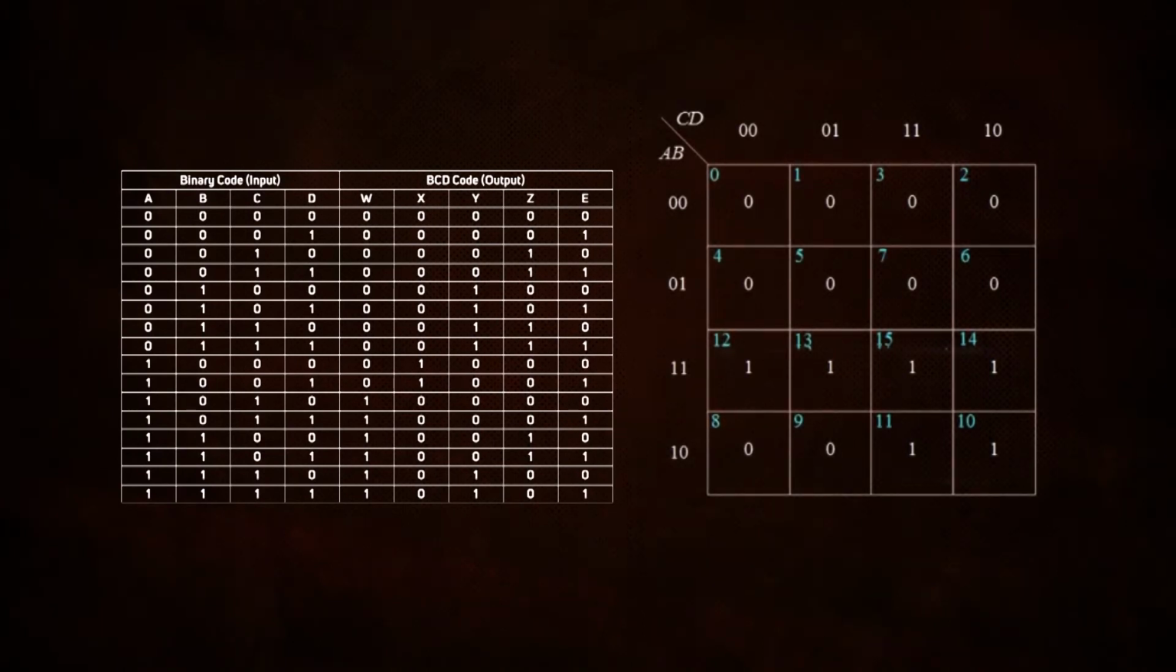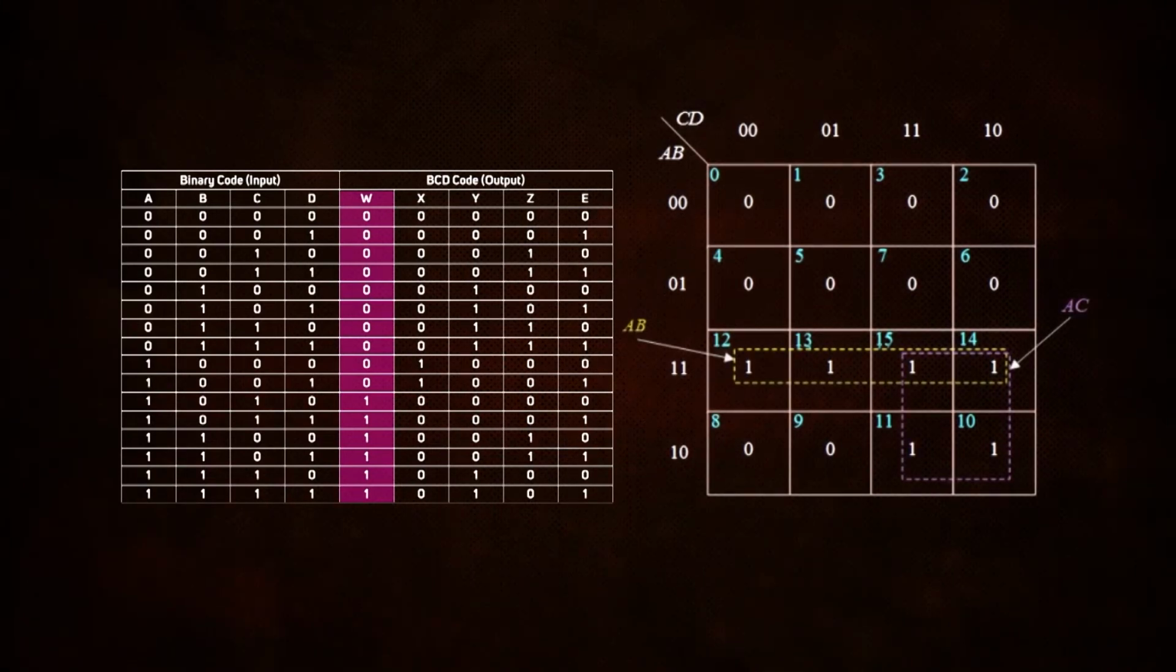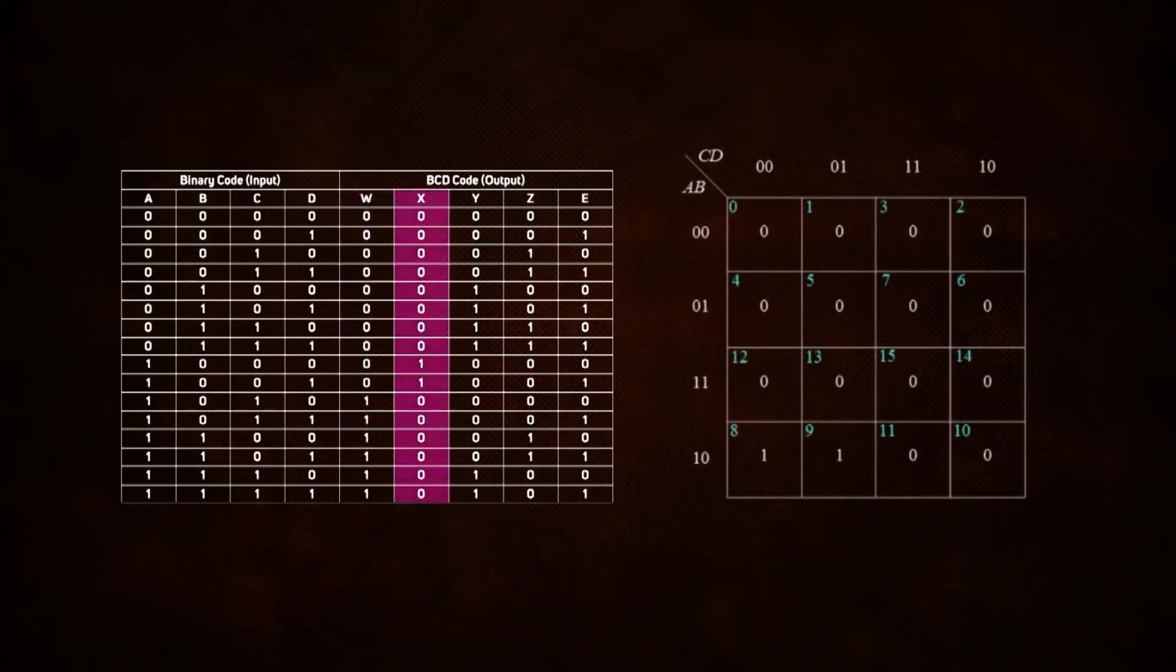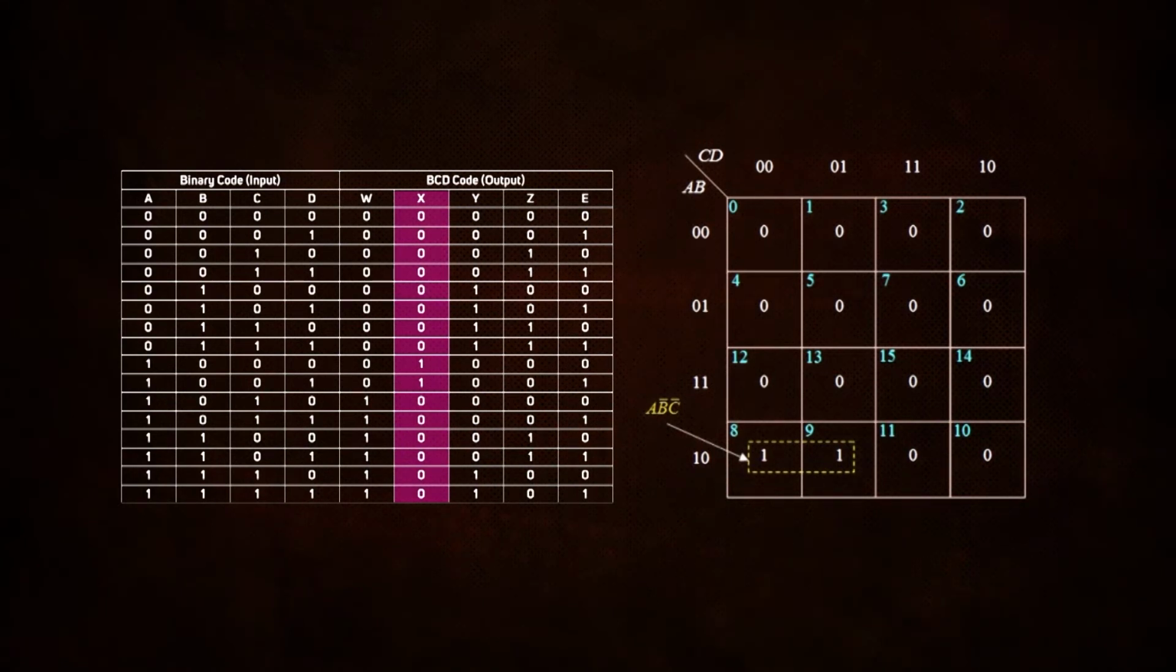K-map for output W. Consider the column of W in the truth table. Mark 1 in the K-map where W is 1 in the truth table. Here we have two quads. We can write the equation from the K-map as W equal to AB plus AC. Similarly, we can draw the K-map for output X. Consider the column of X from the truth table. Mark 1 in the K-map where X is 1 in the truth table. We have only two ones, that are in 8 and 9. We have a pair here. So, X equal to A B complement C complement.